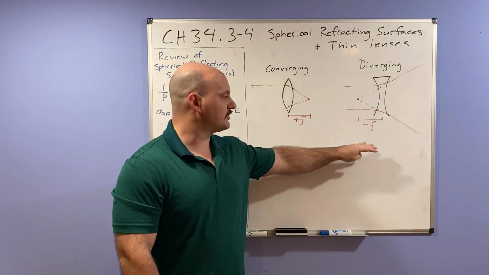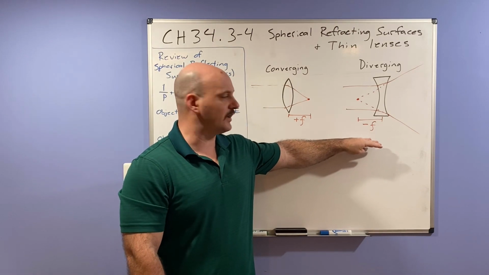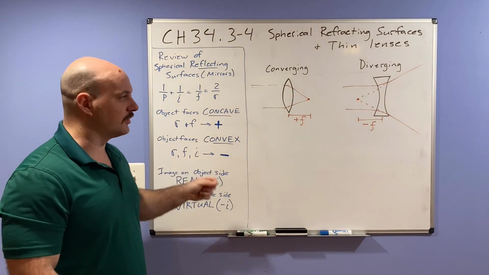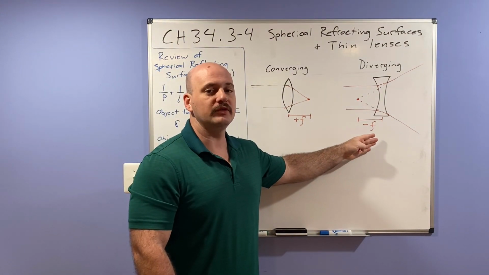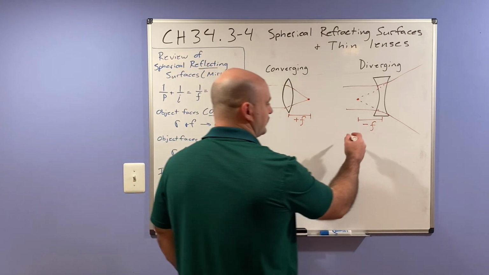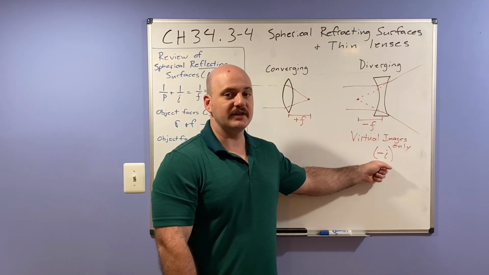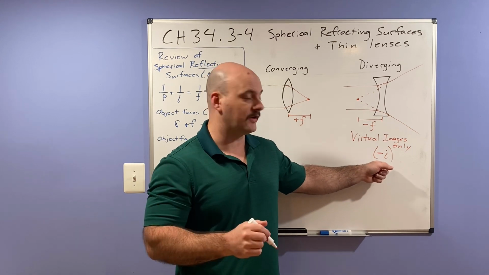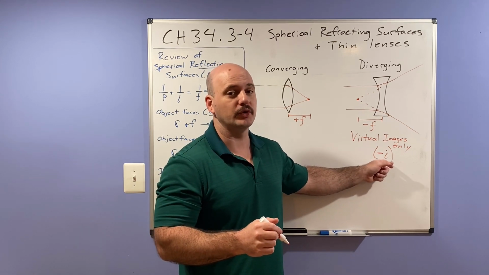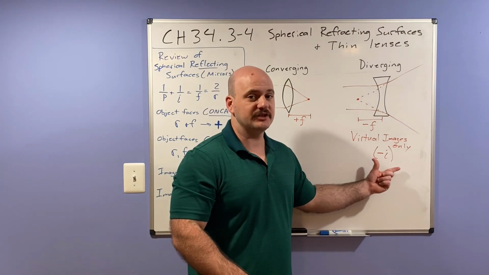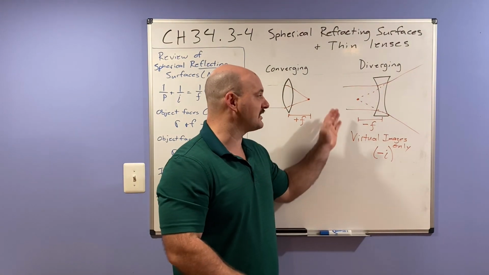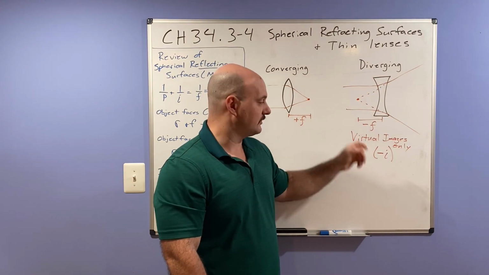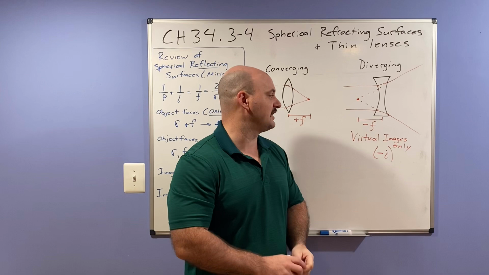Okay, so let's talk about diverging lenses first, real quickly. Diverging lenses, similarly to convex mirrors, can only form virtual images. Okay? Those virtual images will always have a negative image distance. Now, remember, we talked about refracting surfaces. Where do those virtual images form? The virtual images form on the object side. So it's on the same side as the object. Okay, virtual images form on the same side as the object.